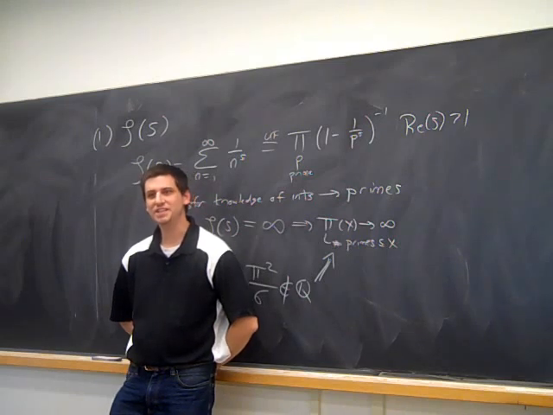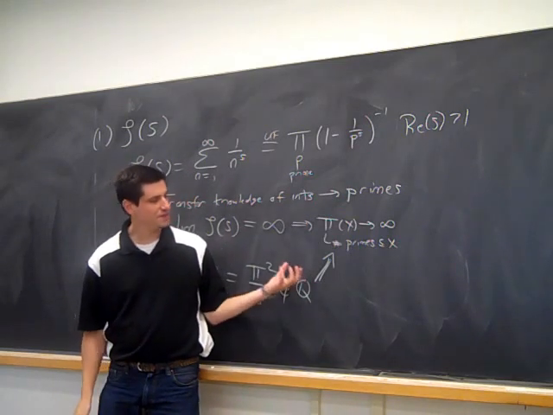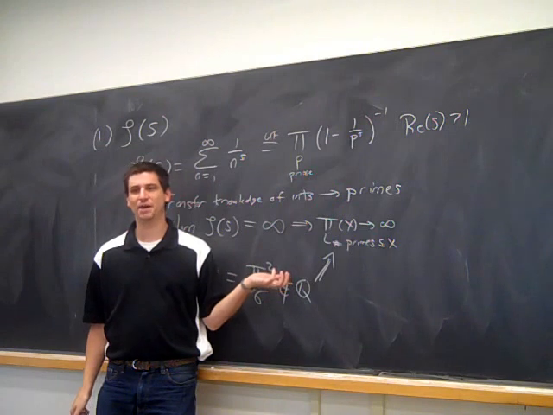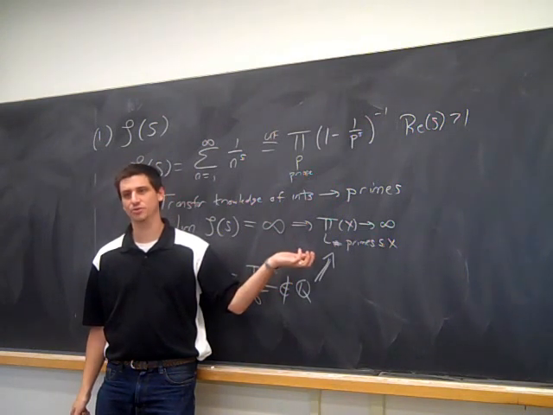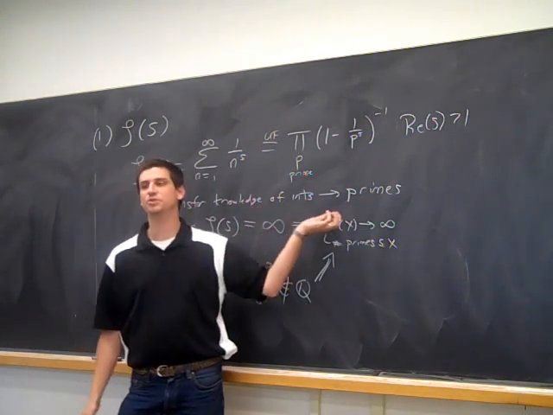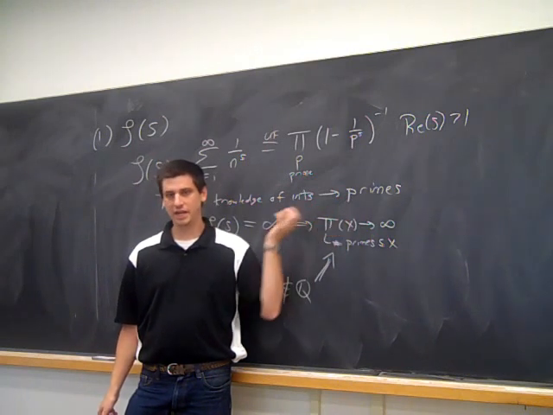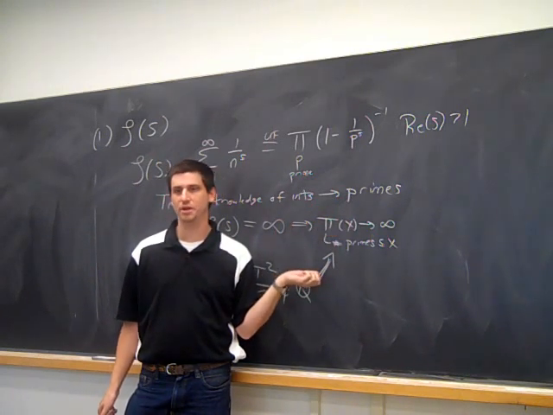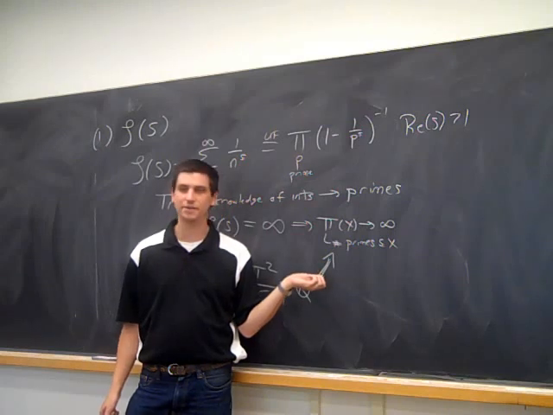Now what's particularly nice about this is this method at first does not seem to say anything about how rapidly pi of x grows. Here I can get the sum of the reciprocals diverges. Can you somehow extract from this information about how quickly pi of x grows?